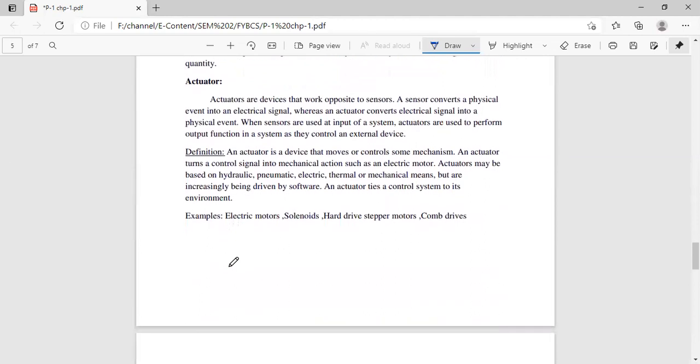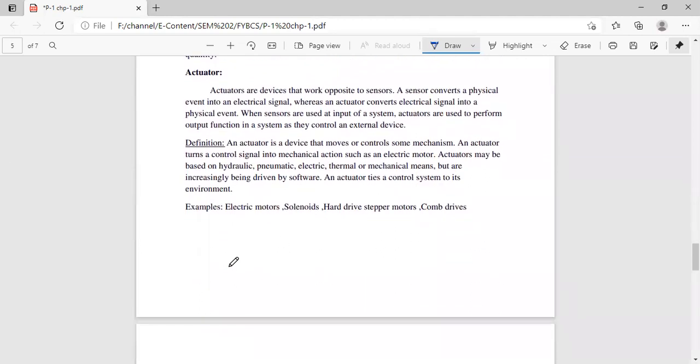After that, we'll see what an actuator is. Actuators are devices that work opposite to the sensor. The operation or working of actuators is opposite to that of your sensor. A sensor converts a physical quantity into its equivalent electrical signal, whereas the function of an actuator is to convert the electrical signal into the physical event or physical quantity. It will convert the electrical signal back into the physical quantity.